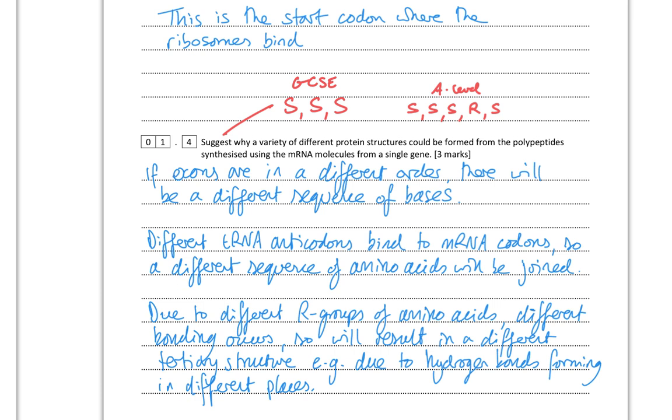And then because I've got different amino acids, I get to my R. Different R groups of amino acids mean different bonding occurs, so it will result in a different tertiary structure. That's the same as my shape here. And give an example of a bond, disulfide, ionic. I've gone for hydrogen bonds forming in different places.